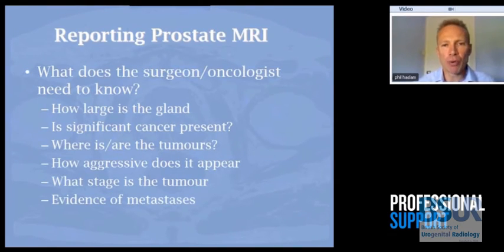So how do I report prostate MRI? Well, I take a fairly pragmatic view to this. I think, what does the surgeon or the oncologist need to know about this patient? What they want to know is how large is the gland? Is the PSA very elevated just because they've got lots of BPH? Is there significant cancer present? If there is, where are the tumours? Which bit do they go and biopsy? What needs treatment? I'd like to give an assessment of how aggressive I think it is. I want to be able to stage the tumour. I want to be able to show any evidence of metastases.